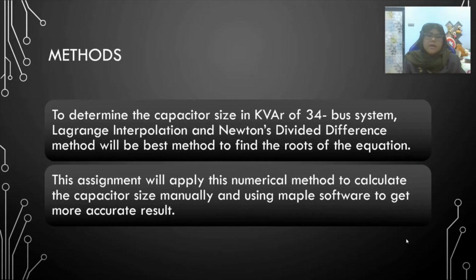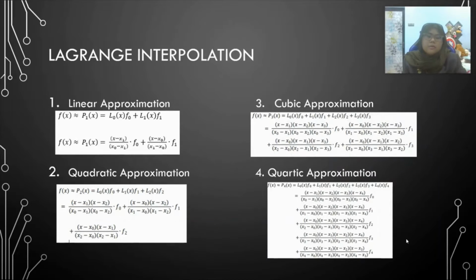The method is to determine the capacitor size in kVAR of a 34 bus system. Lagrange interpolation and Newton's divided difference method will be the best methods to find the roots of the equation. This assignment will apply these numerical methods to calculate the capacitor size manually, and use Maple software to get a more accurate result.